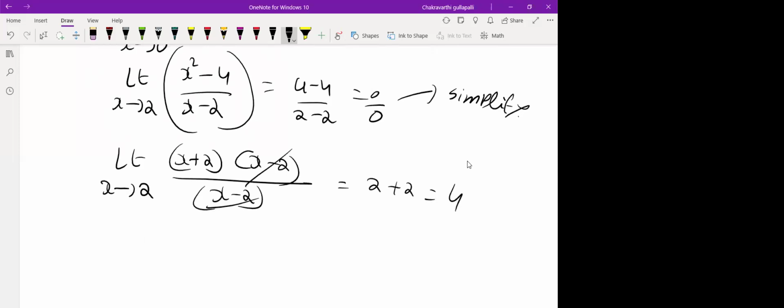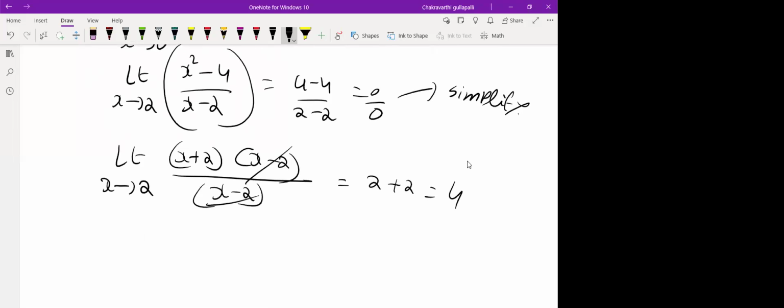Happily you did. Then why LHL, RHL? When you were very happy with these methods of your intermediate, why did your teacher suddenly go for left hand limit, right hand limit? Where is the necessity for the concept of left hand limit and right hand limit? So the concept is, here the function given is x square minus 4 by x minus 2. It is a single valued function.